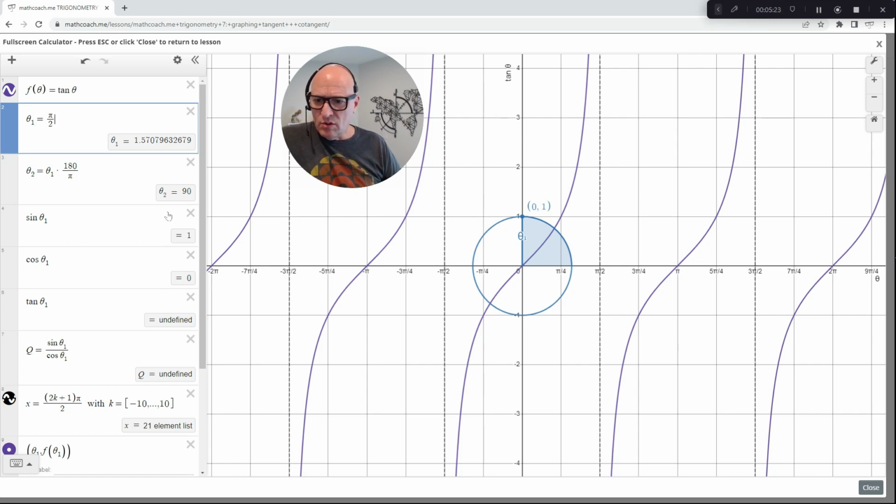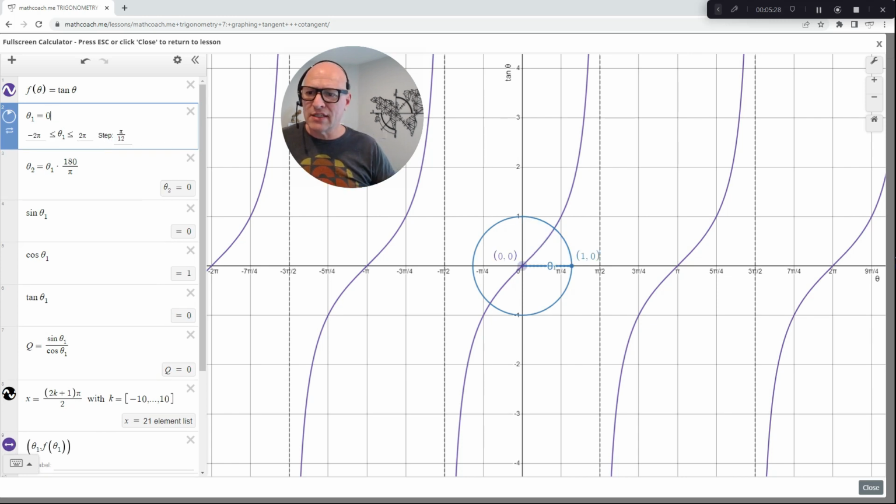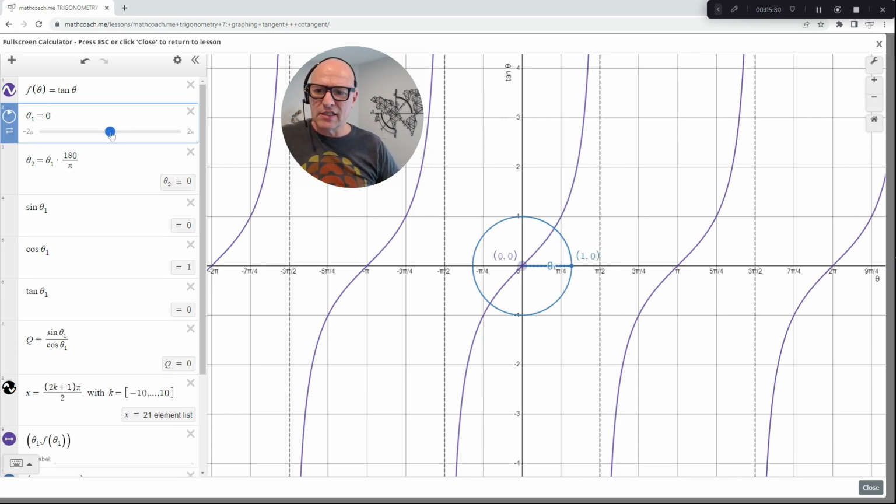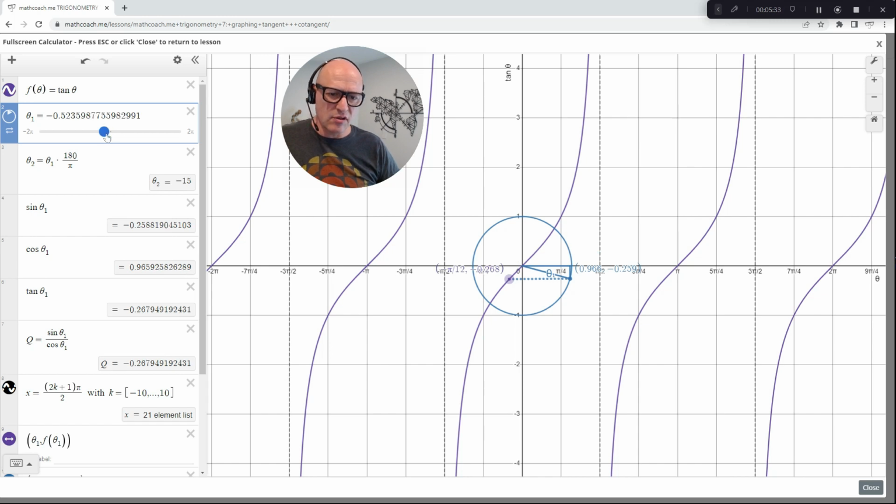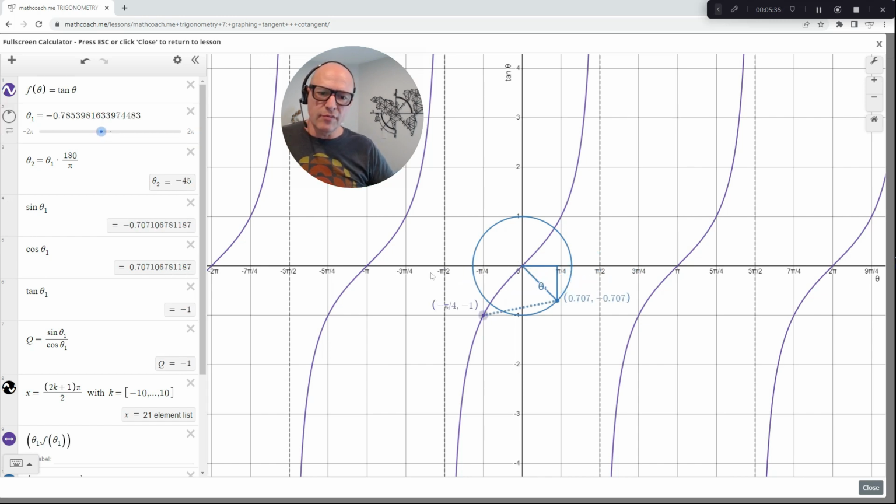Okay, so let's go in the other direction. Back to 0, and I'm going to slide this in the negative direction. Let me get to negative 45 degrees. At negative pi over 4, negative 45 degrees, our tan of negative 45 degrees is plotted here at negative 1. So sine of negative 45 degrees is negative 0.707. Cos is positive. Think about that.